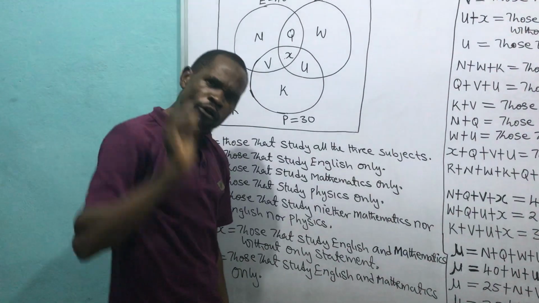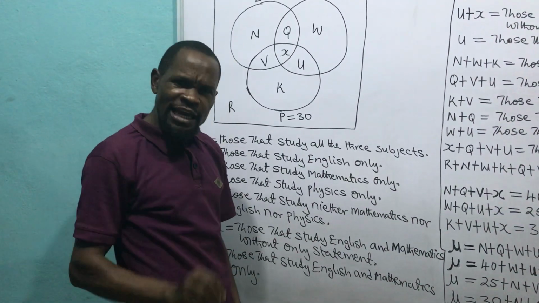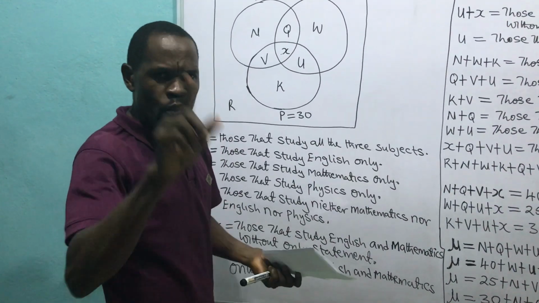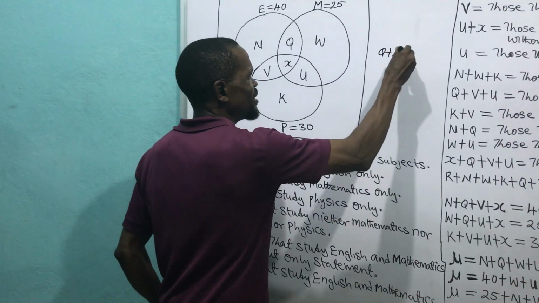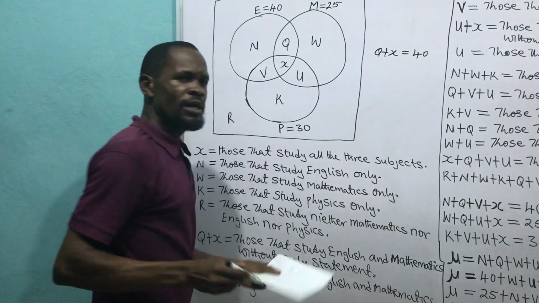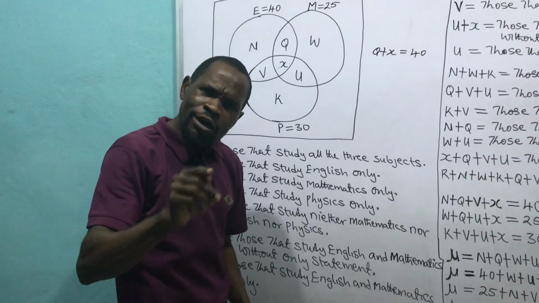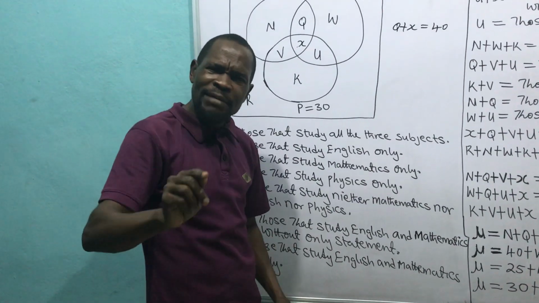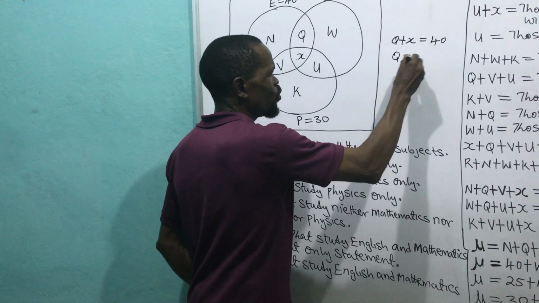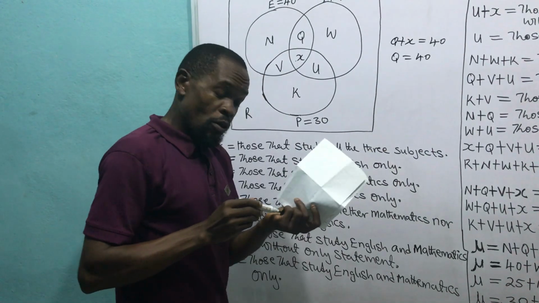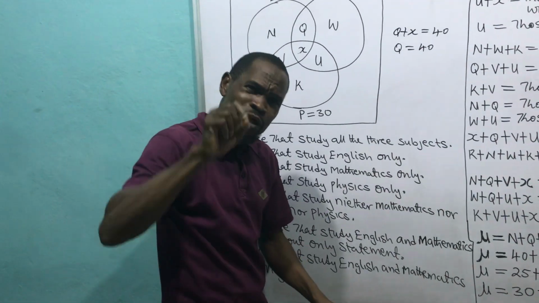When I said 40 study English and mathematics, what I'm trying to tell you is that Q plus X is equal to what? 40. But when I say 40 study English and mathematics only, what I've already told you is that Q is equal to 40. Why? Because I mentioned only.